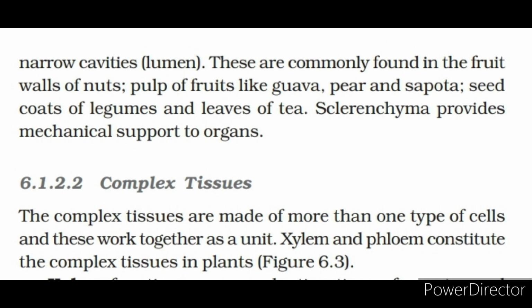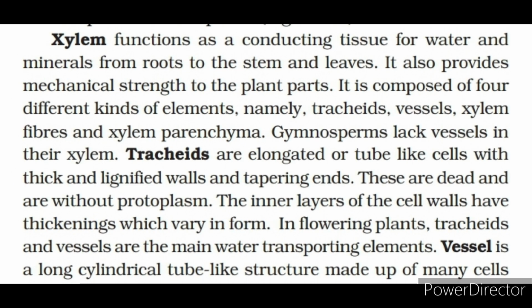Xylem and phloem constitute the complex tissues in plants. Xylem functions as a conducting tissue for water and minerals from roots to the stem and leaves. It also provides mechanical strength to the plant parts. It is composed of 4 different kinds of elements, namely tracheids, vessels, xylem fibers and xylem parenchyma.